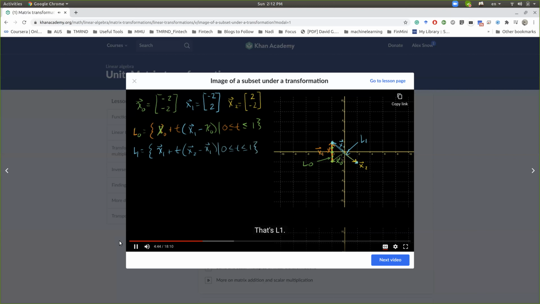That's L1. And then finally, if we want to make a triangle out of this, let's define this line right here as L2.